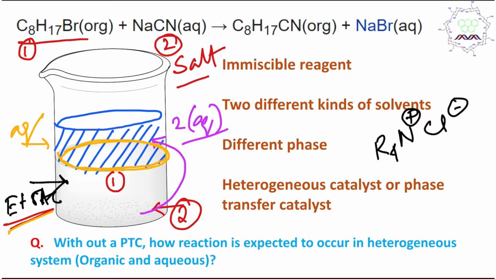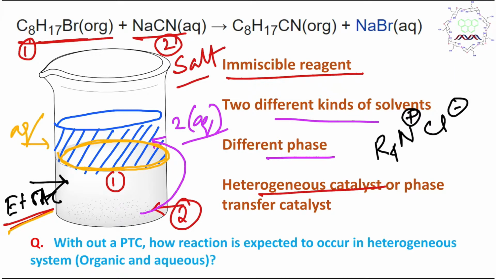So what we have understood is that these are immiscible reagents: the alkyl bromide and sodium cyanide are immiscible together, two different kinds of solvents, not miscible, in different phases. This is the aqueous phase, this is the organic phase, and in this case the heterogeneous catalyst, or phase transfer catalyst, is R4NCl.